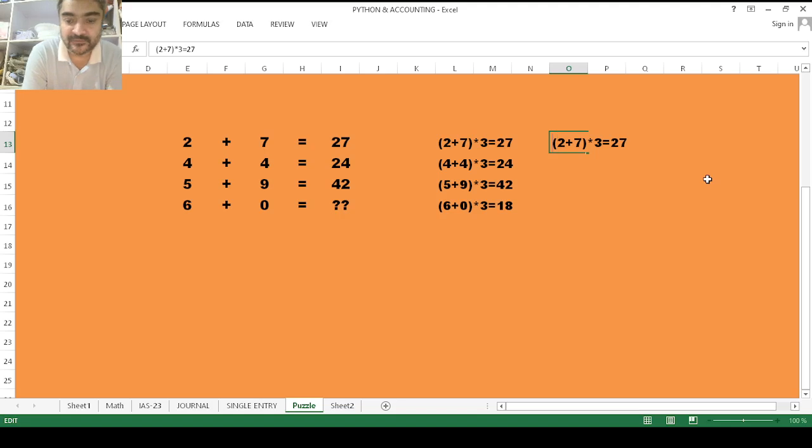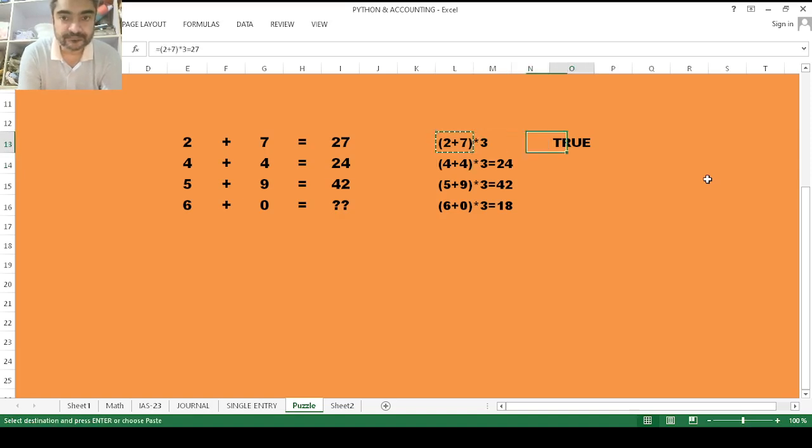We put an equal sign before. You can see here that it comes out to 27.